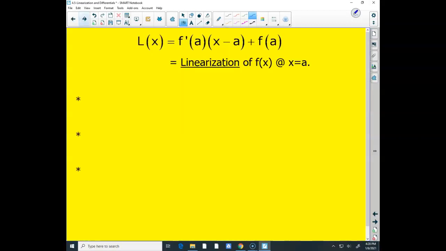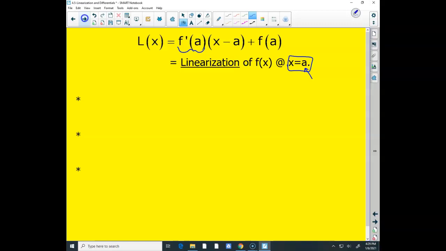If I turn the page here, this is my linearization of f of x at x equals a. Check it out. This is my slope anywhere, and wherever my anywhere is, that's my a. So that's like my f prime of 2 before, times x minus my point, plus f of my point, and I can approximate my function anywhere.